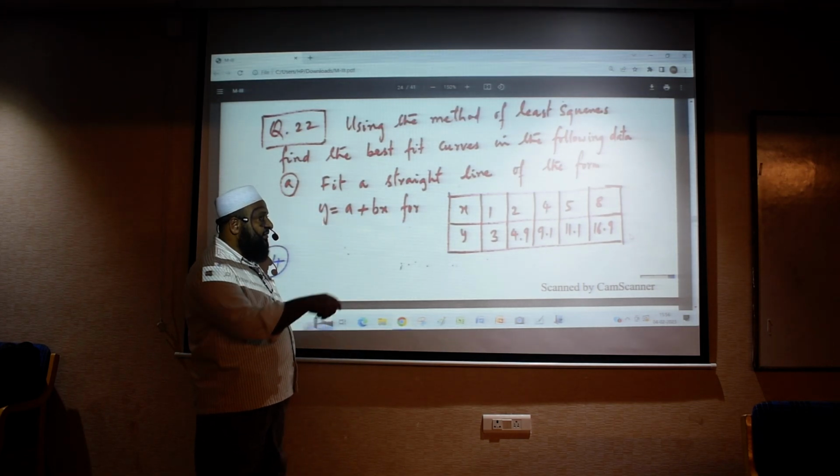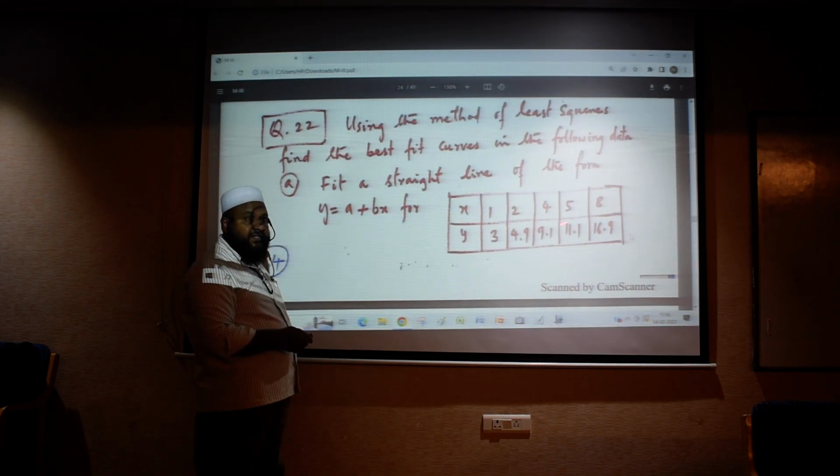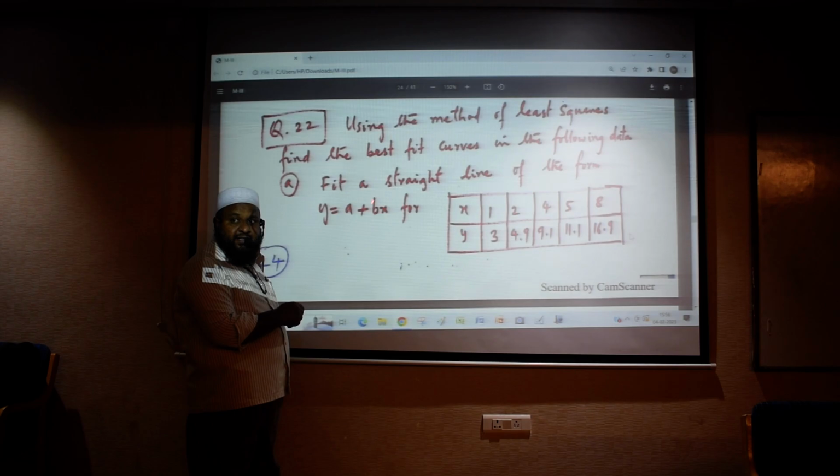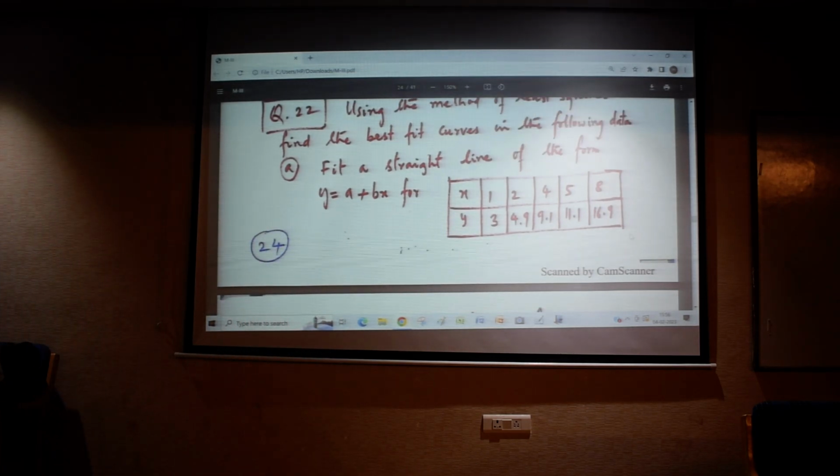X values are given, y values are given. We need to fit a straight line of the form y = a + bx. So the solution starts with the first given equation.